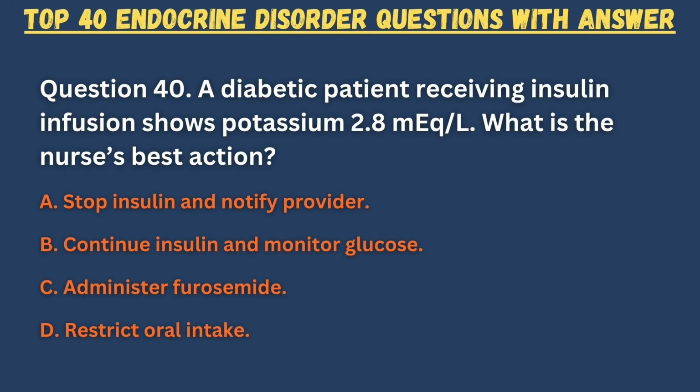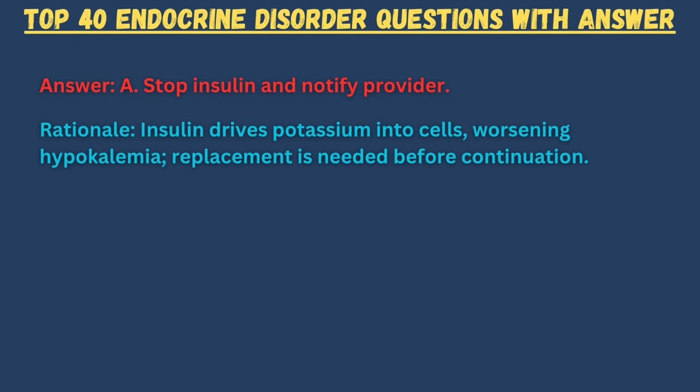Question 40. A diabetic patient receiving insulin infusion shows potassium 2.8 milliequivalent per liter. What is the nurse's best action? A. Stop insulin and notify provider. B. Continue insulin and monitor glucose. C. Administer furosemide. D. Restrict oral intake. Answer: A. Stop insulin and notify provider. Rationale: insulin drives potassium into cells, worsening hypokalemia. Replacement is needed before continuation.